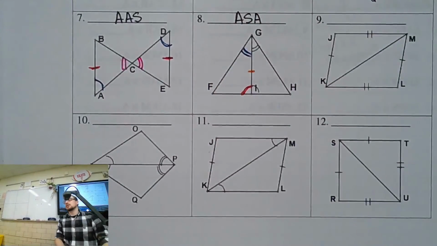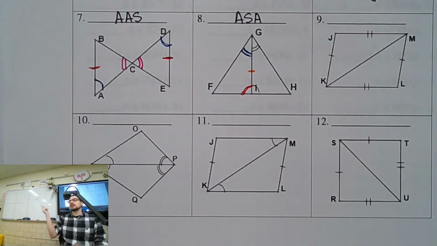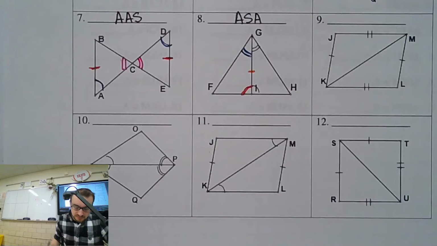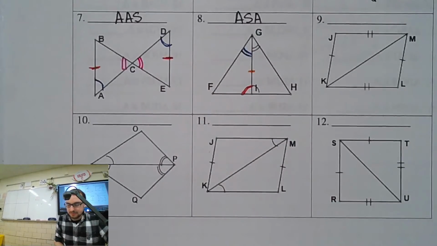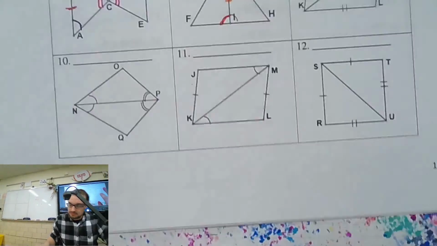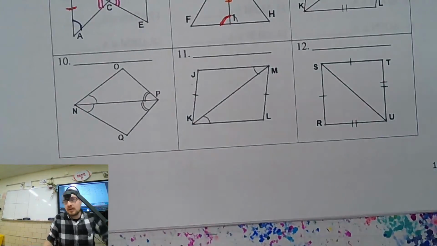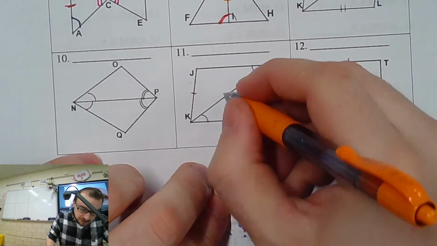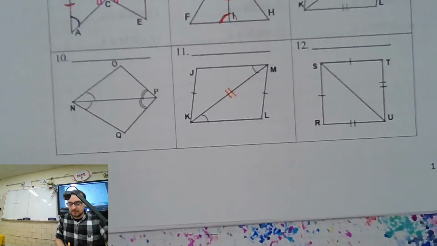Again, the only ones that don't work are AAA and ASS, or SSA, if you go backwards, right? I think you can do the rest. What about 11? What do you notice for 11? First of all, they share a side. Always mark that. That's going to help you.